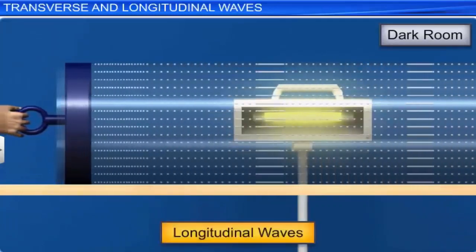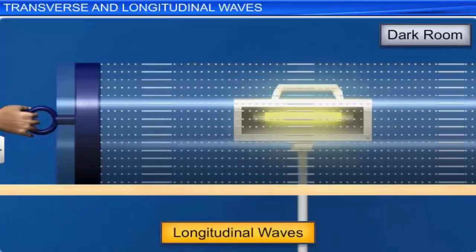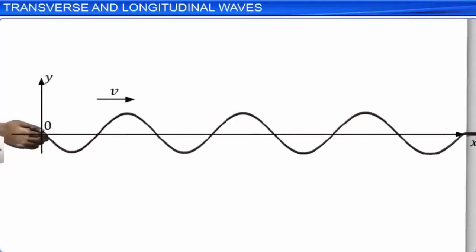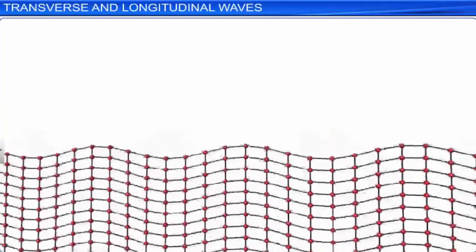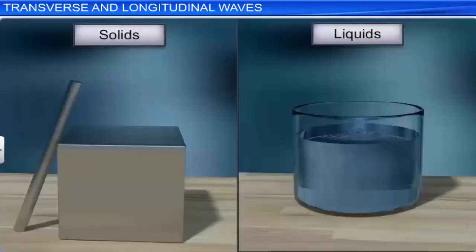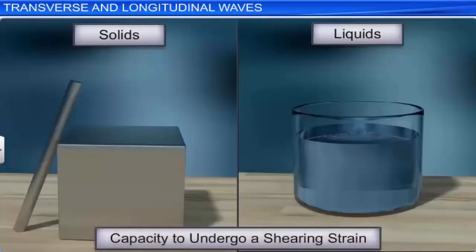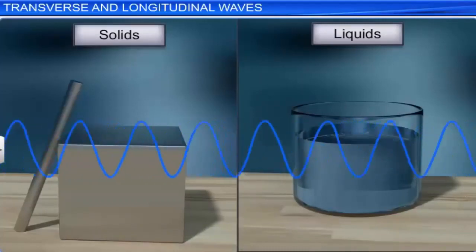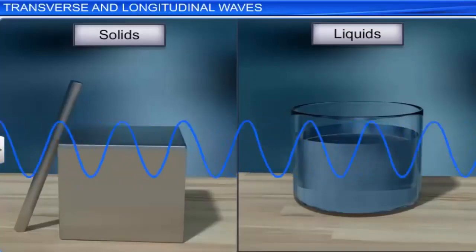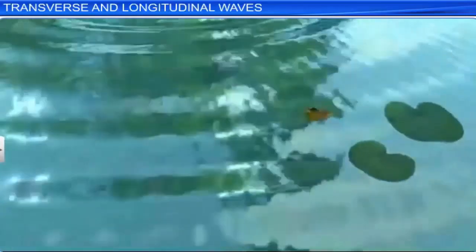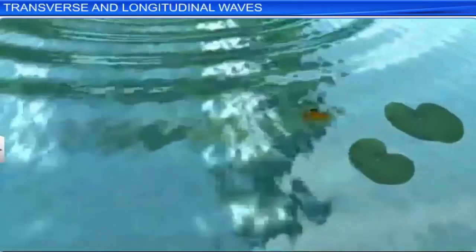In a transverse wave, as the wave propagates, each element of the medium undergoes a shearing strain. Elements in solids and liquids have the capacity to undergo a shearing strain. Therefore, transverse waves can propagate through solids and liquids. Transverse waves on the surface of still water are called capillary waves, whose wavelength measures in centimeters only. The restoring force that allows the propagation of these waves is the surface tension of water.